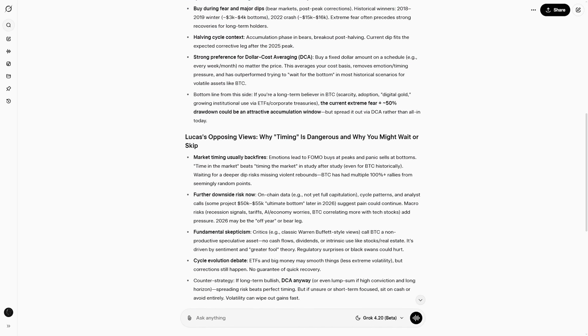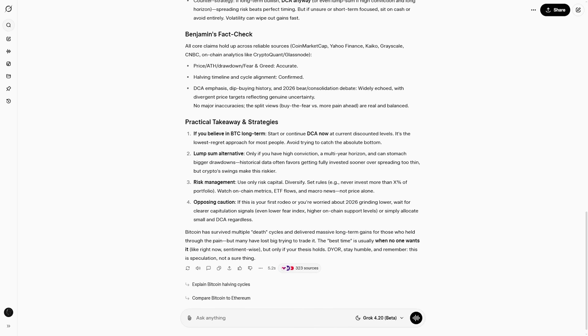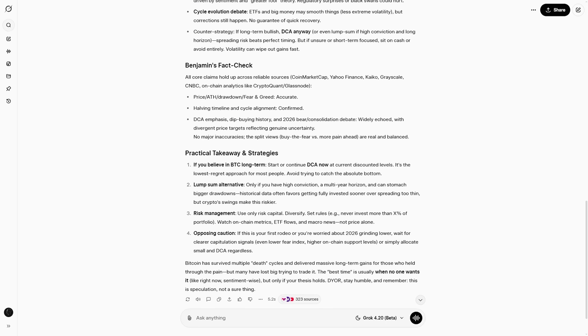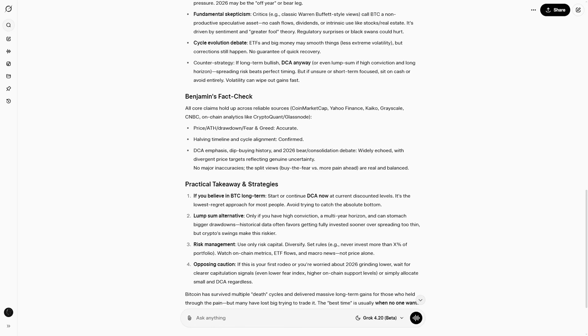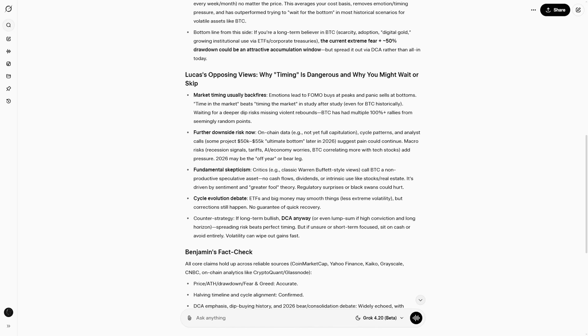Then of course you can see Lucas's opposing views. And of course at the end, it's going to give us a practical takeaway. And of course it does have the Benjamin fact check here. And the reason I've included this step in the prompt is because anytime you have an LLM do something, it often goes off and doesn't fact check it itself. It doesn't reason with another agent.